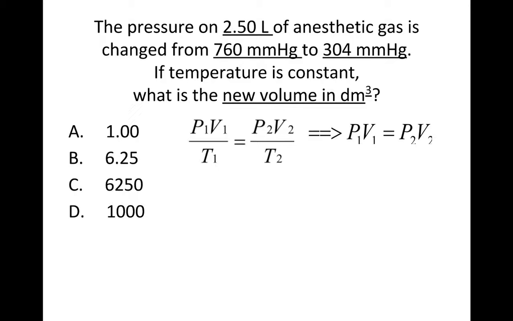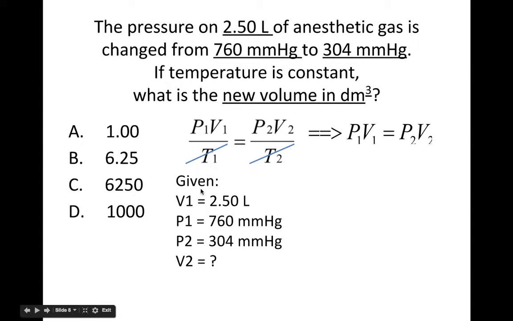It said that temperature is held constant, so I'm going to get rid of it. My new equation looks like this: P1 multiplied by V1 is equal to P2 times V2. I'm going to be looking for V2. To rearrange this equation, right now I've got multiplication between the P2 and the V2. I want V2 alone, so to undo multiplication I have to divide both sides by P2 to get V2 on its own.